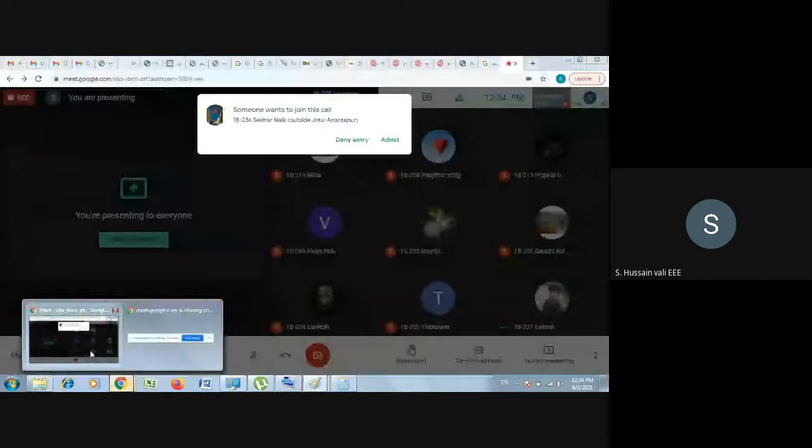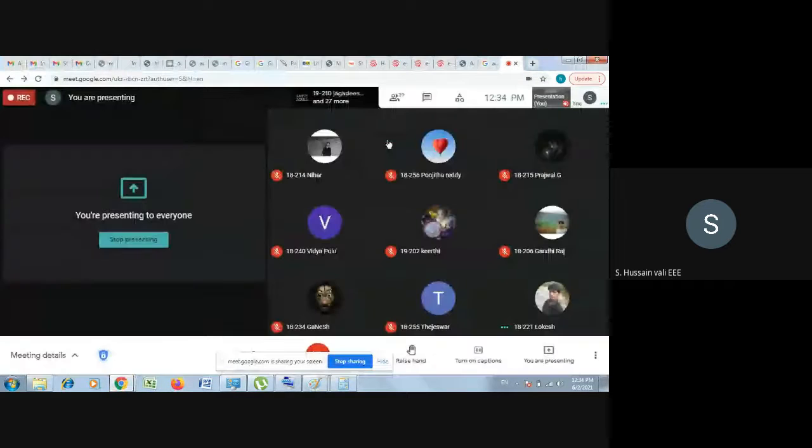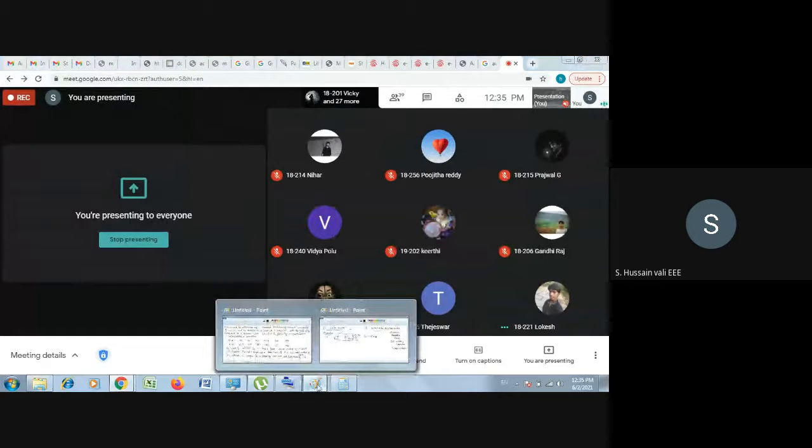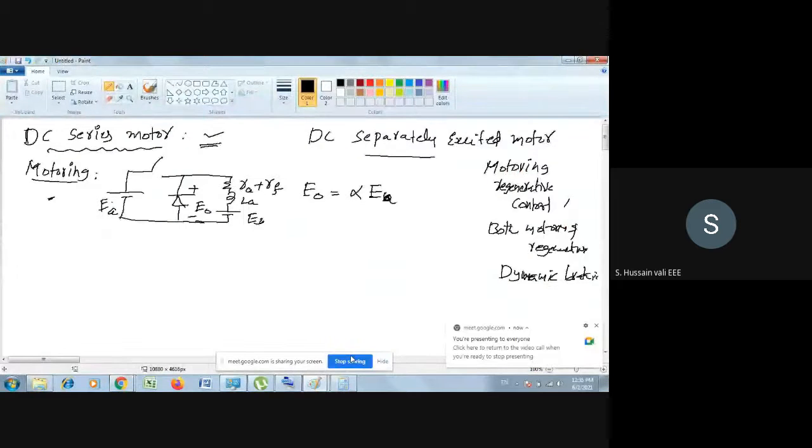On the DC motor, we have seen the motoring condition, then the regenerative condition, and combined motoring and regeneration. Then we have seen the separately excited condition. It is the same as the separately excited DC motor, except that in place of RA you have RA plus RF. This is the only difference we find, so the circuit does not change.